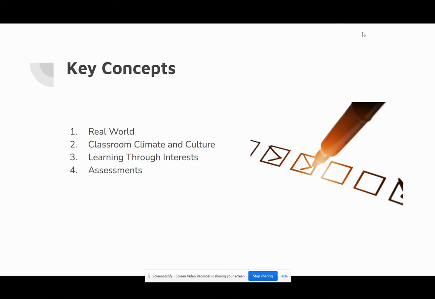The key concepts that I'm going to touch on from this book are the application to the real world, classroom climate and culture, learning through interests, and assessments.